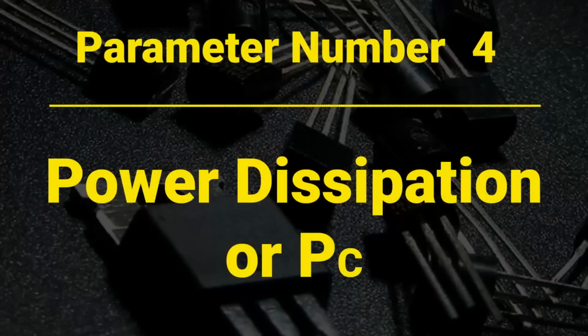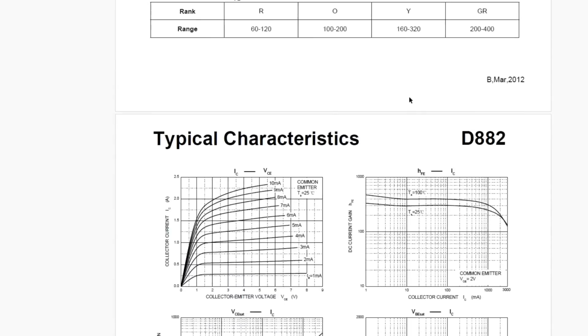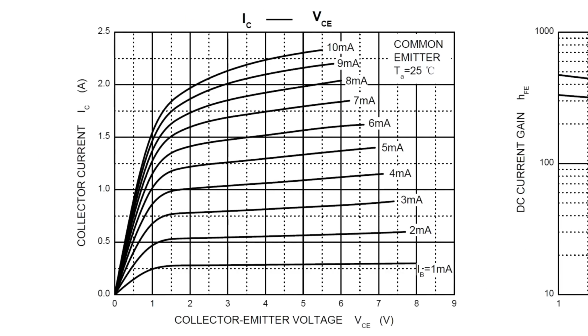Parameter number 4, power dissipation. One thing that I always worry about is the temperature. You know, when transistors switch a load, they get hot, and this phenomenon can easily destroy the component. We have to care about the power dissipation of the device. This is the datasheet of the D882 transistor.